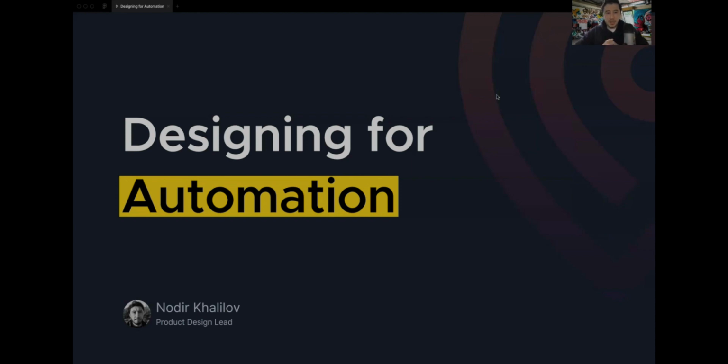Okay, guys, today I would like to talk about designing for automation. It's a small session, and I hope after this session we will focus more on automation during our design thinking stage, or problem shaping up stage, learning the problems of our users. So today we will go through some questions and I'll try to answer them.